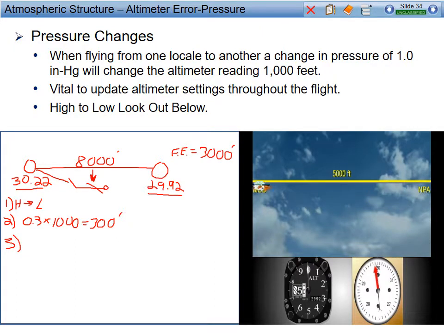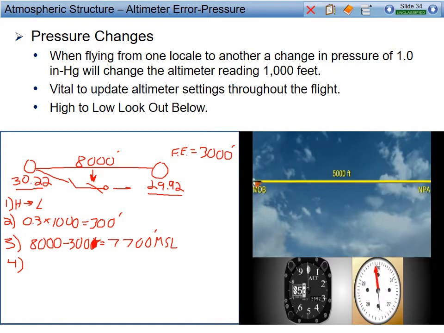So to find our true altitude, in the case of a high to low scenario, we will take our indicated altitude, given in mean sea level, of 8,000, and subtract our error of 300 feet to get 7,700 feet MSL, because it's still in mean sea level. That is our true altitude.